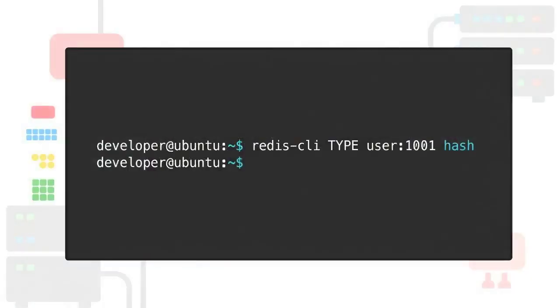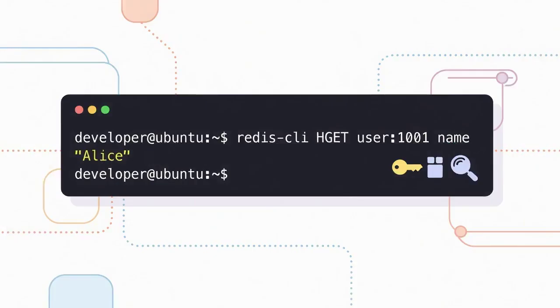To confirm the hash exists and inspect its structure, we run type on the key, which returns hash, Redis' internal data type designation. This proves that user 1001 is not a string, list, or set, but specifically a hash container holding our 3 fields. HGET retrieves a single field by name, returning just the value associated with name. This is the fastest way to read one specific attribute without pulling the entire hash back to the client.